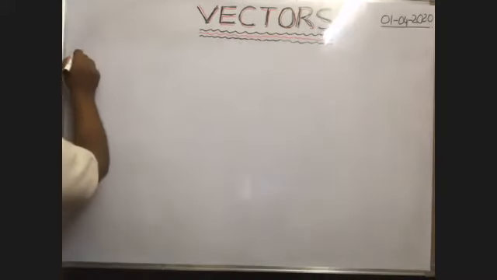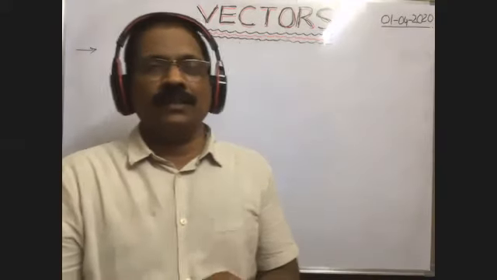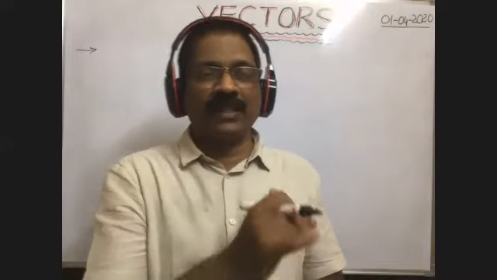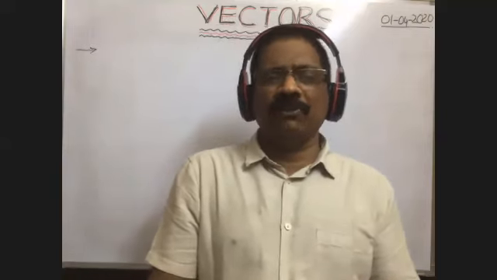Okay, now, while defining the vector, I said that a physical quantity which has magnitude as well as direction and which obeys the laws of vector addition is called a vector. I mentioned the laws of vector addition; I will explain later. In our syllabus we have three laws of vector addition: the parallelogram law, the triangle law, and the polygon law. First one, the parallelogram law of vector addition, very, very important.